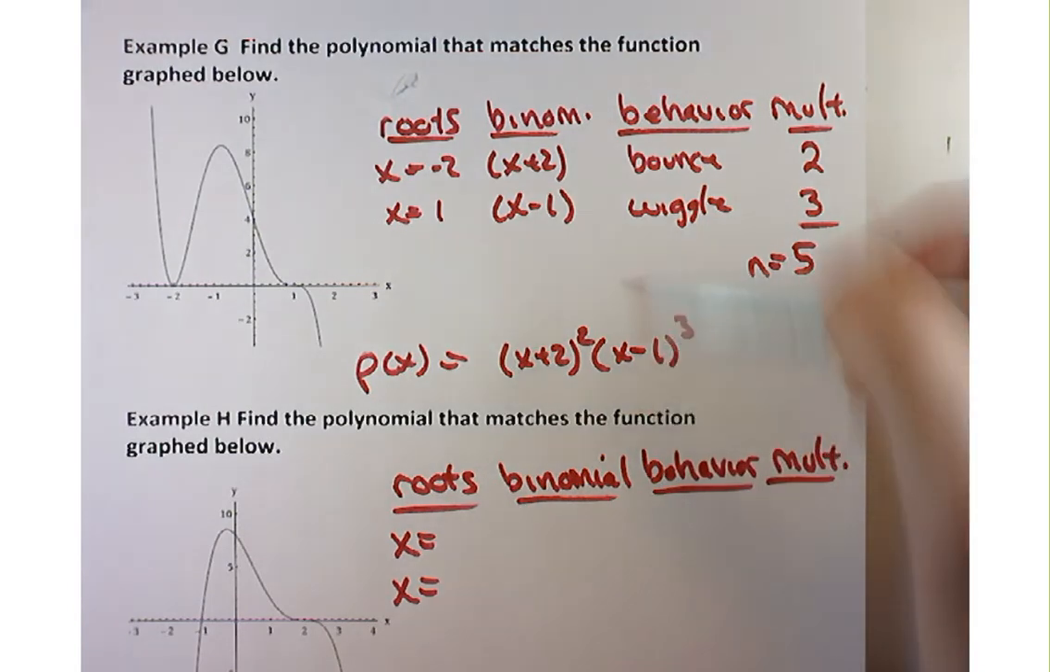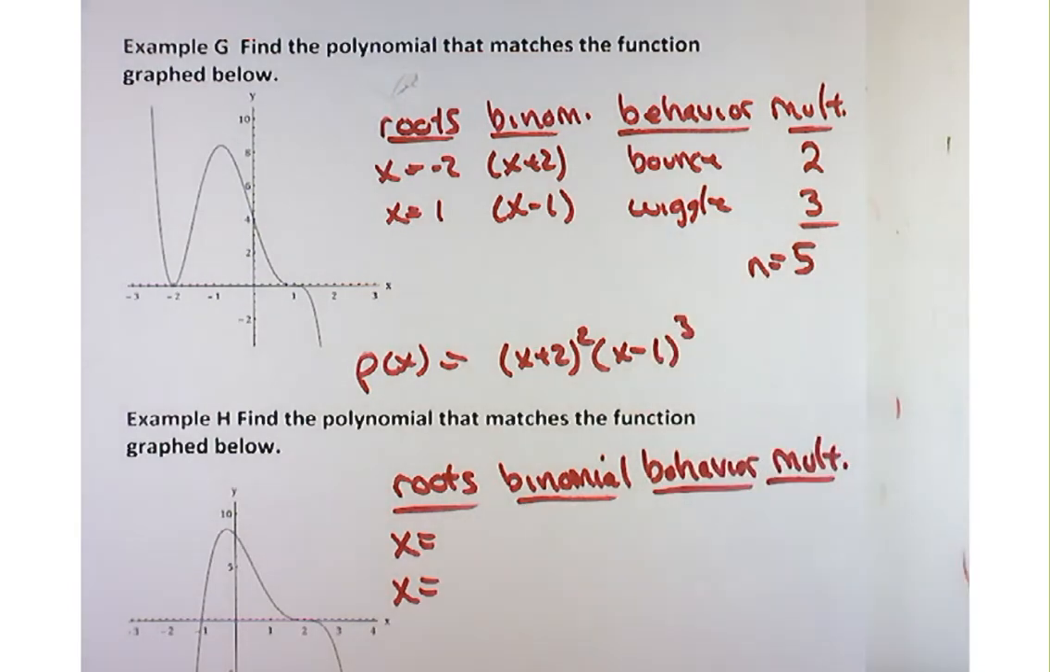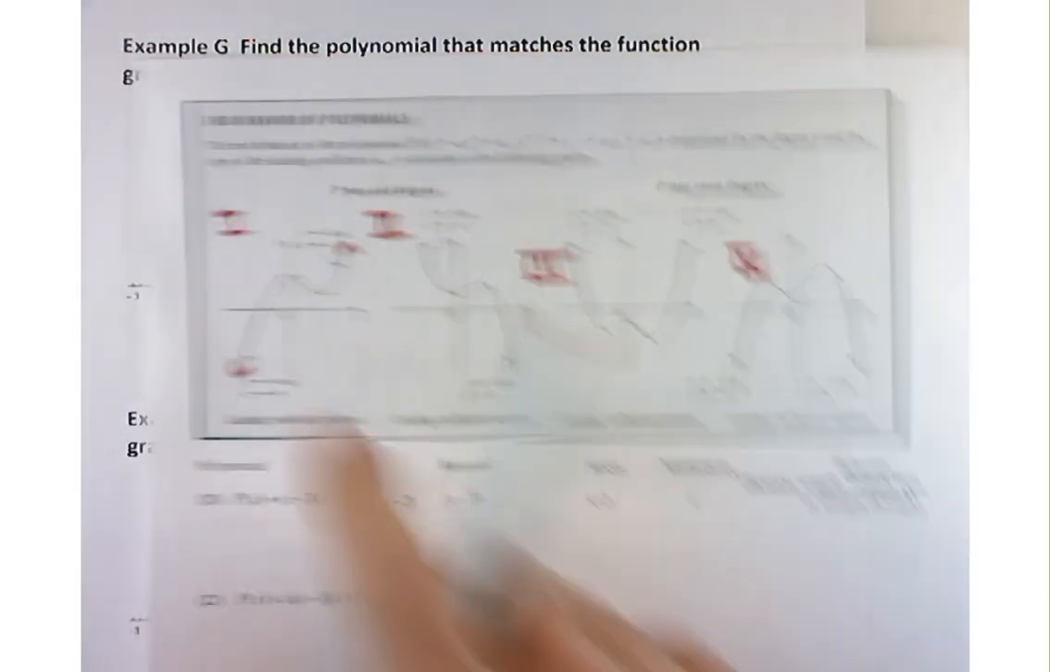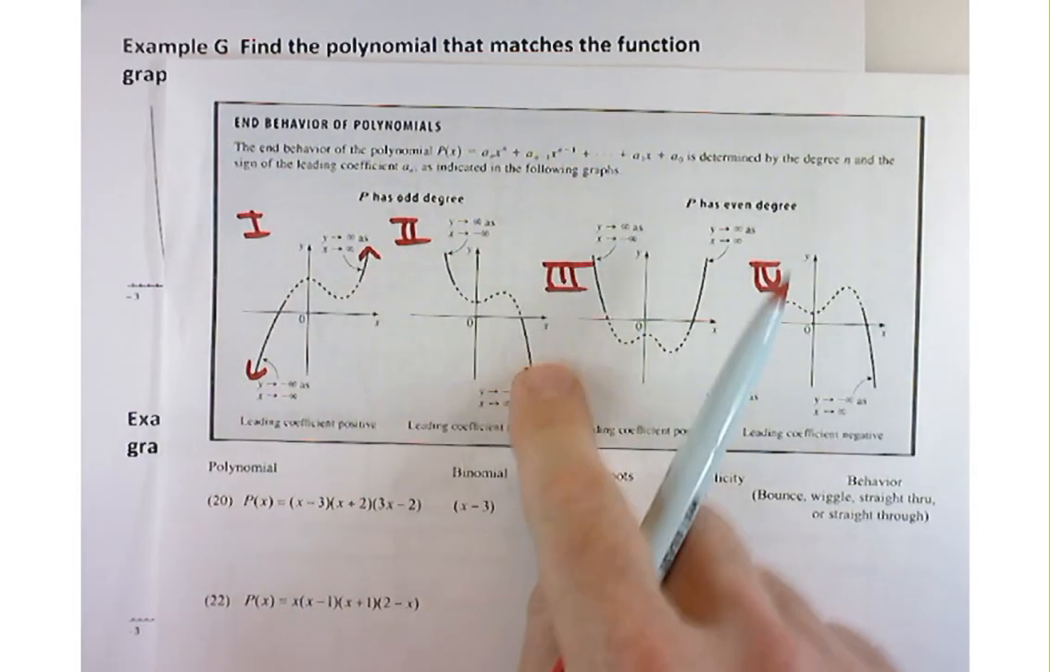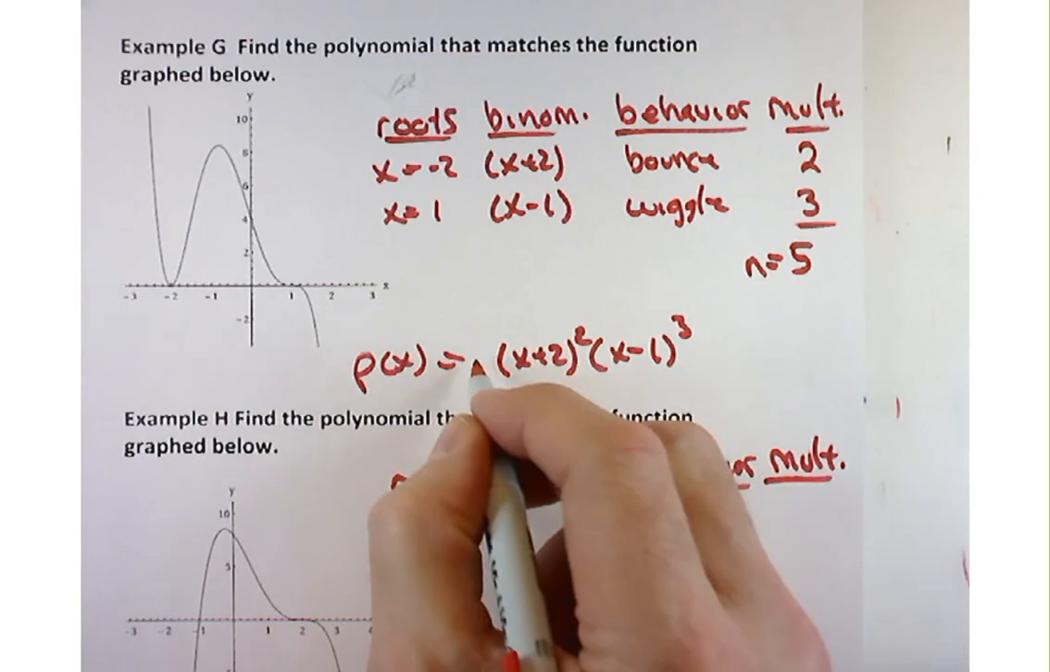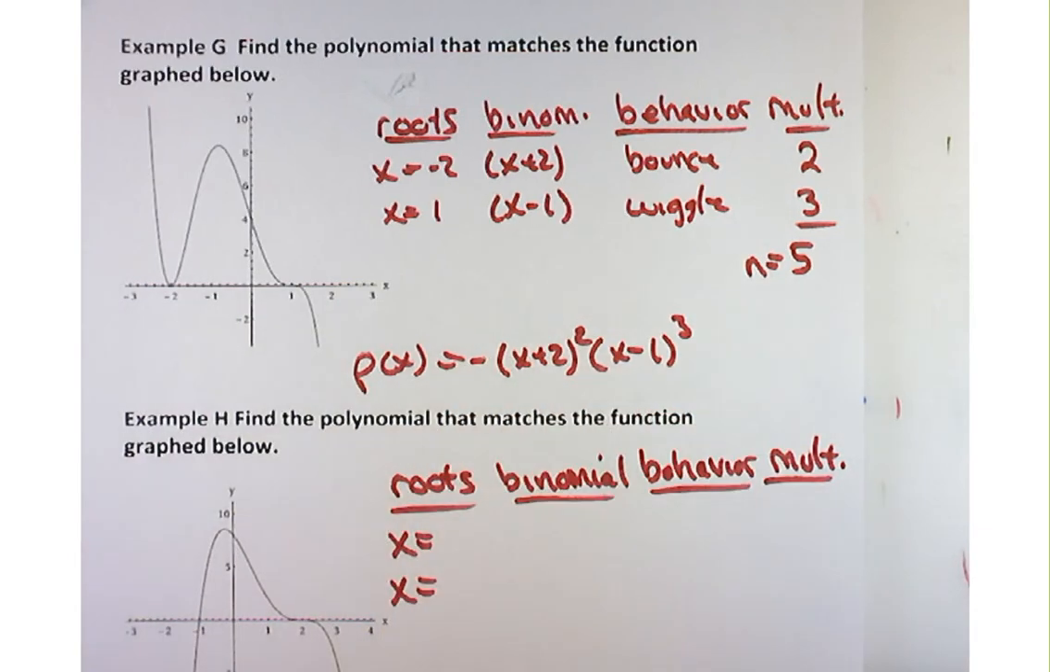But this has the wrong end behavior. If you have a positive leading coefficient, then it should go down to the left and up to the right. But this has the opposite behavior. So you need that negative out in front. That negative is worth 2 points. So make sure you catch that.